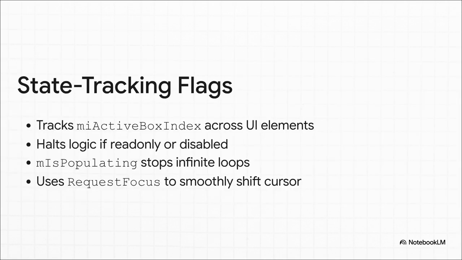Furthermore, the internal B4X logic relies on some very smart state tracking flags to keep everything stable. Take the im is populating flag, for example. This is absolutely crucial so that when your app automatically pastes in a 6-digit SMS code, which happens programmatically across multiple boxes at lightning speed, it doesn't accidentally trigger a cascading loop of focus changes and text-changed events. It instantly halts redundant logic, it respects read-only states, and it smoothly shifts the cursor using request focus.